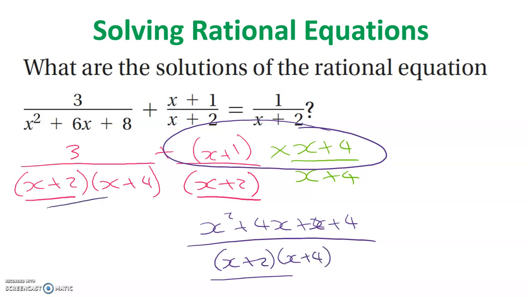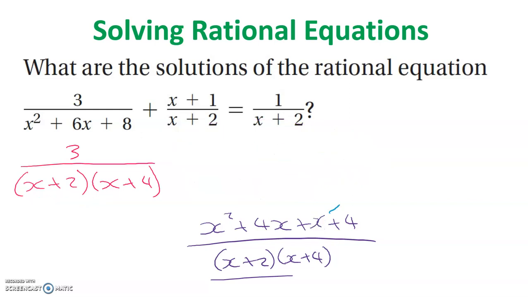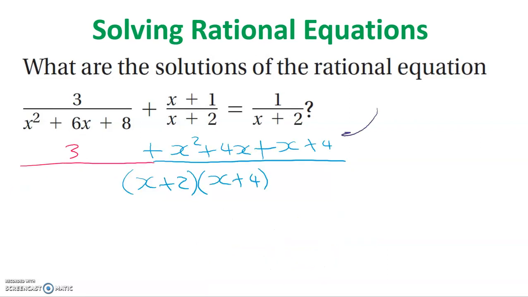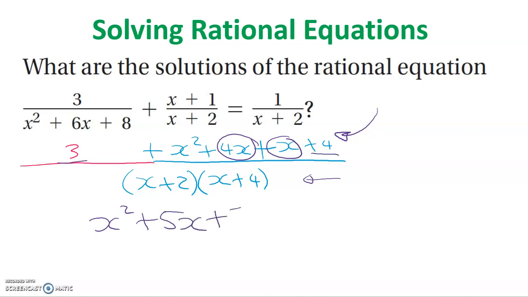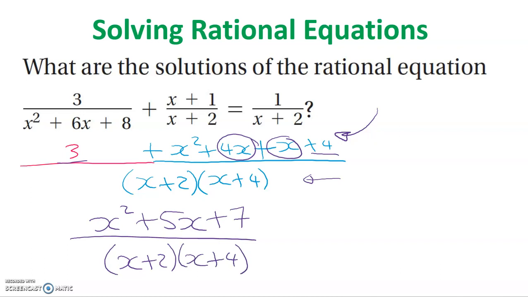Now once your 2 denominators are the same, you can write it as one expression over one denominator. So I'm just going to add this expression to the numerator and see how these are the same. I'm just going to replace it with one denominator. So you can see now we just have one numerator and one denominator. I'm just going to neaten the numerator up a bit by collecting like terms. So I've got x squared, I've got 4x and x, which is 5x, and then I have 4 and 3, which is 7. I haven't changed my denominator, so that's still x plus 2, x plus 4.